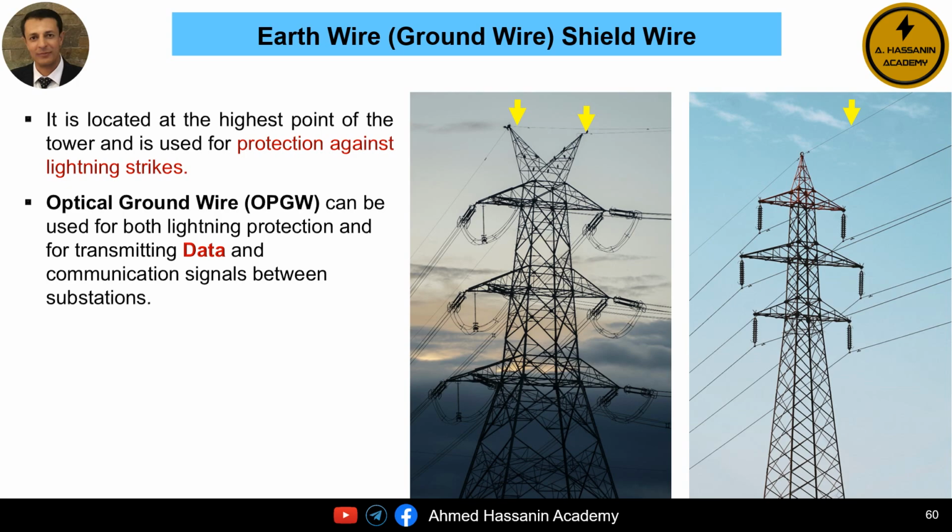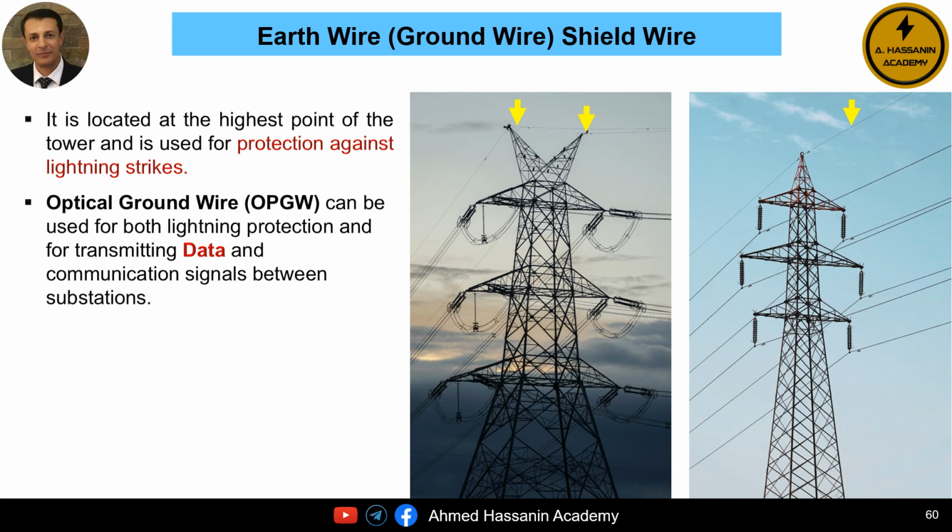This ground wire is usually made of galvanized steel, and of course, we all know that all these towers are earthed. This means that the ground wire is connected to the earth through the structure of the tower itself. The ground wire is used to protect the towers, conductors, and insulators from lightning strikes by discharging the lightning current to the ground through the tower structure.